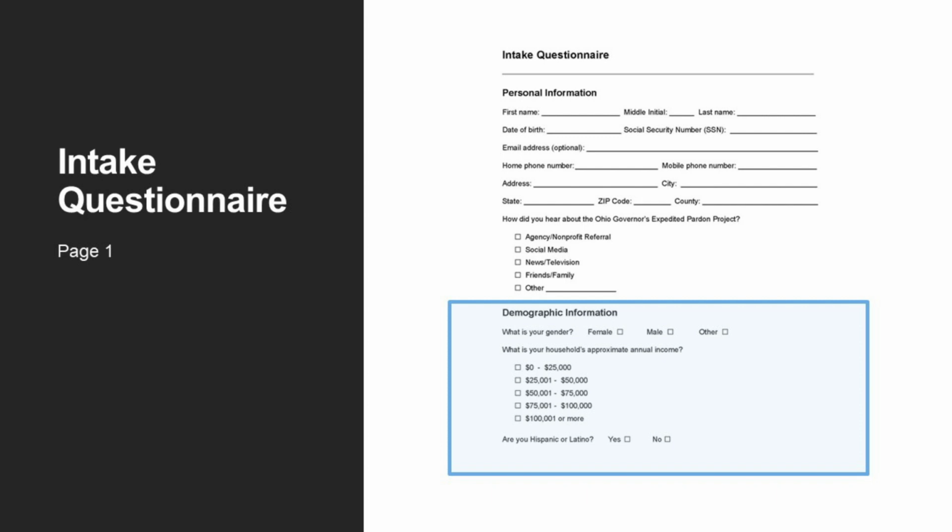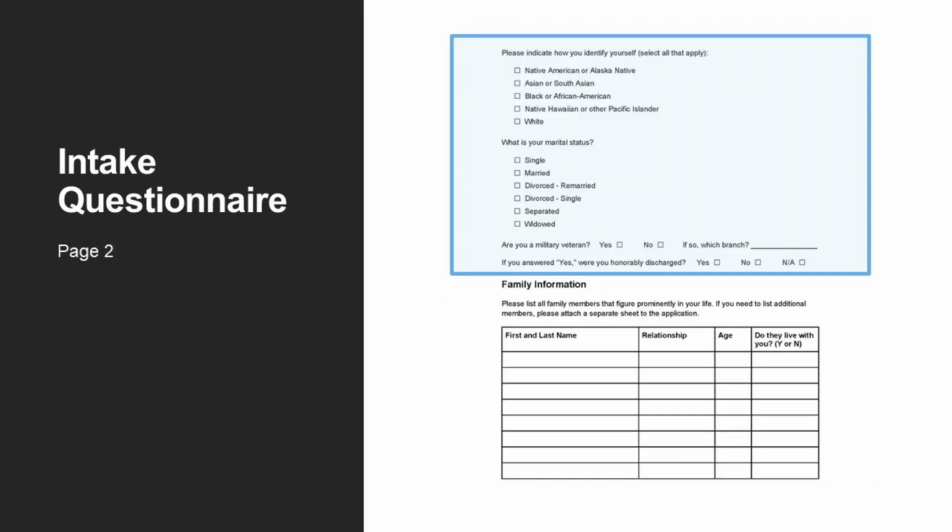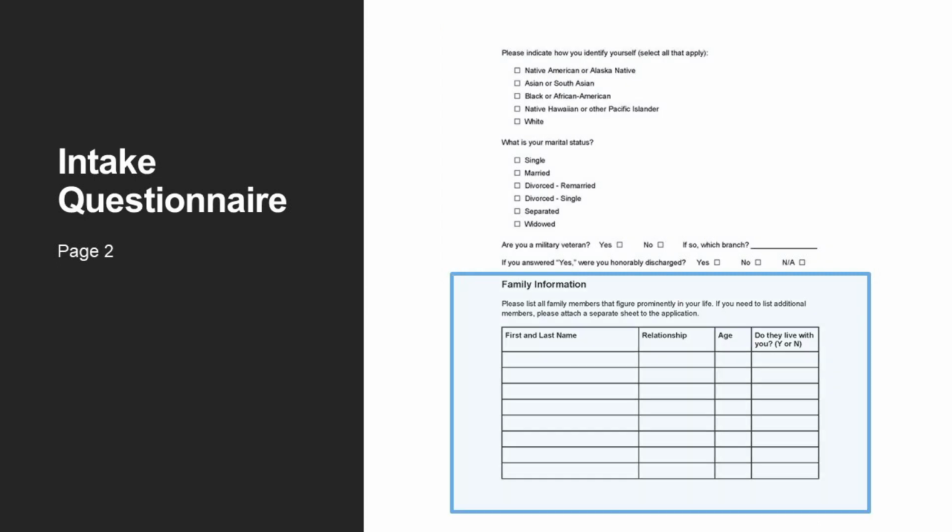Page 1 then asks for demographic information. On this page, provide your gender, household income, and whether or not you are Hispanic or Latino. Page 2 continues with demographic information, including identification of race and ethnicity, marital and familial status, and military service. The next section is family information. In this section, identify all immediate family members and whether they share the same residence.